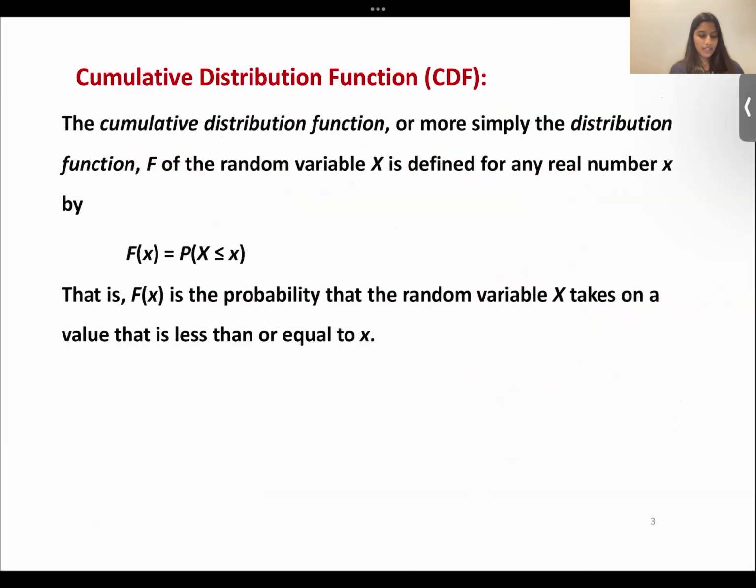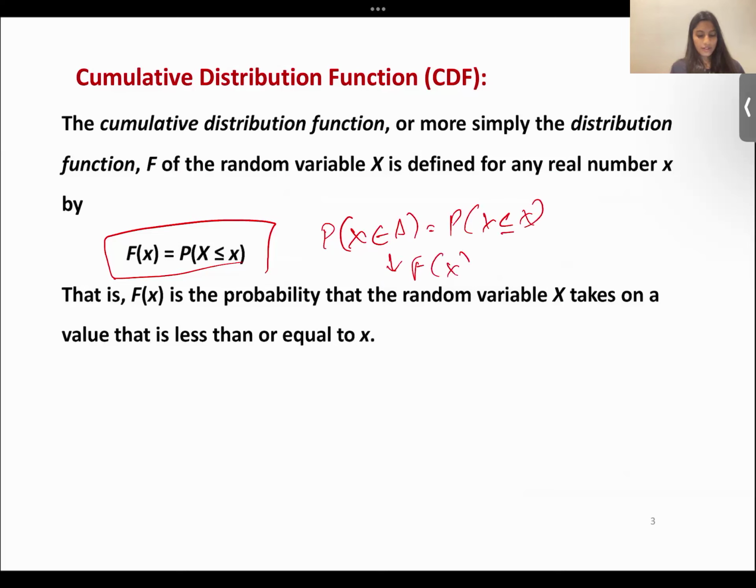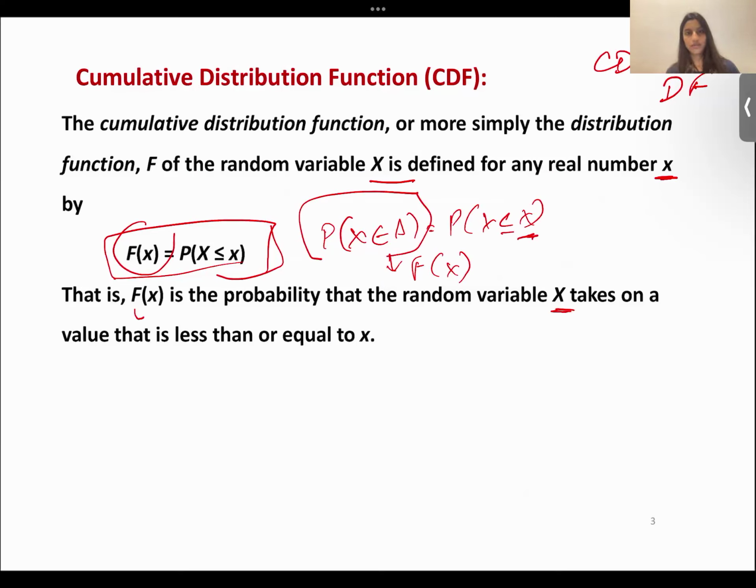We already defined the cumulative distribution function in the previous slide: the probability that x belongs to A is equal to the probability of x less than or equal to small x. It is denoted by F of x. The cumulative distribution function, or simply the distribution function, can be called CDF or just DF. The CDF of a random variable x, for any real number small x, is F of x, the probability that the random variable x takes on a value less than or equal to x. This is just the definition of a cumulative distribution function.